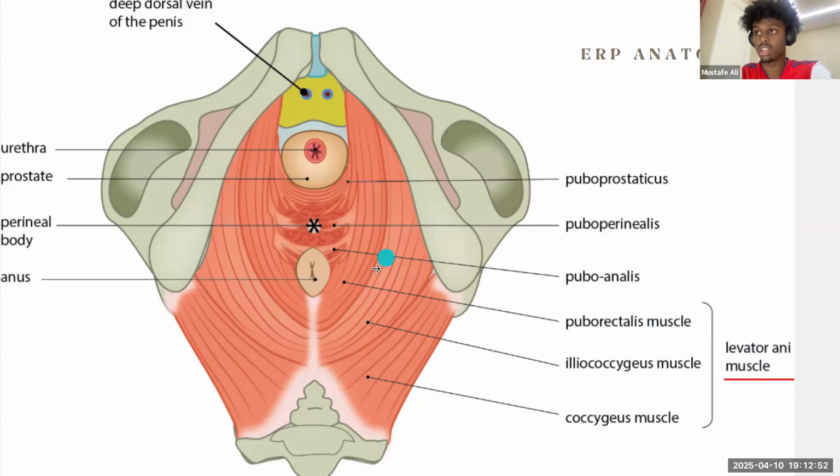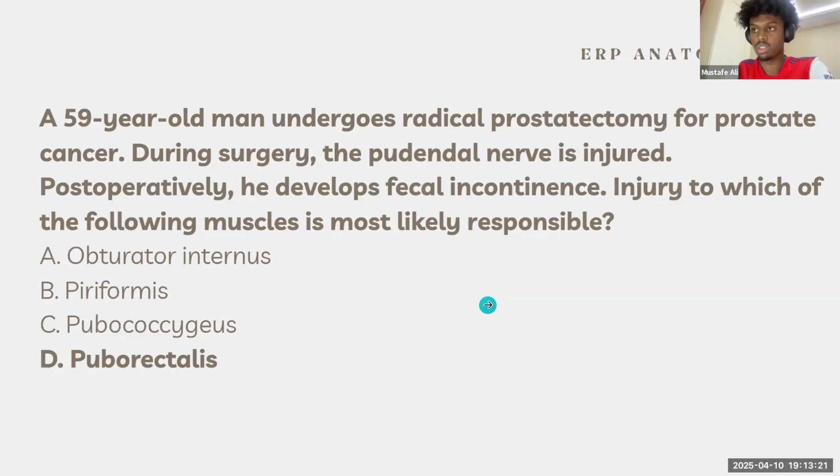The puborectalis has fibers that loop around the rectum, forming an anorectal angle. Now, the anorectal angle is important because when the puborectalis muscle relaxes, it allows this angle to straighten up, allowing stool to pass through whenever you want to defecate. And the pubococcygeus is more involved in supporting the pelvic floor and it's not that involved in fecal continence. So that's why the answer would be the puborectalis in this case.